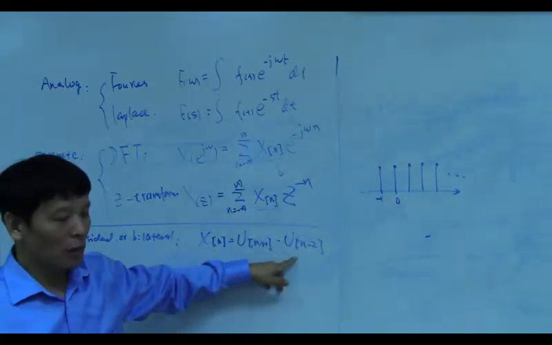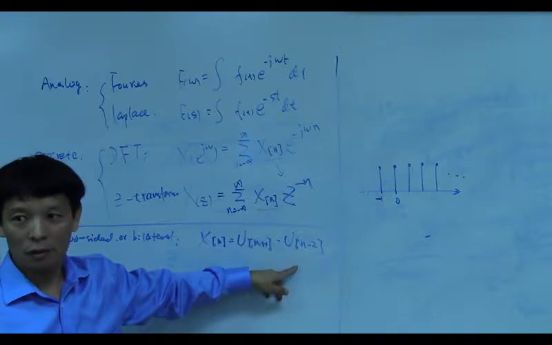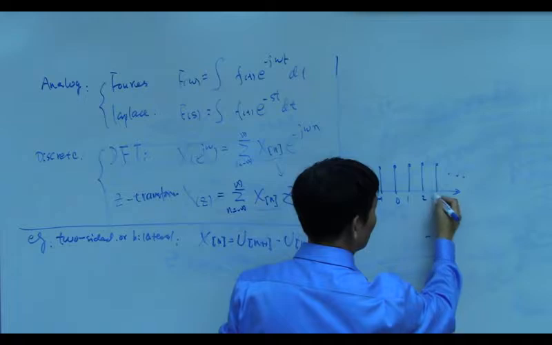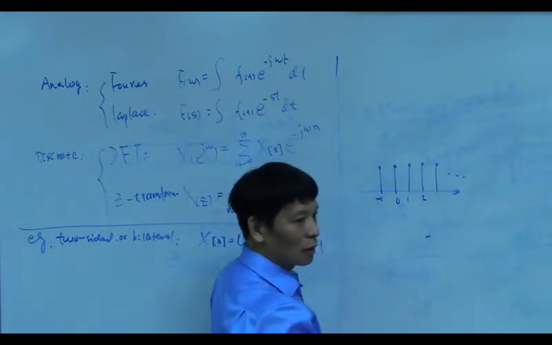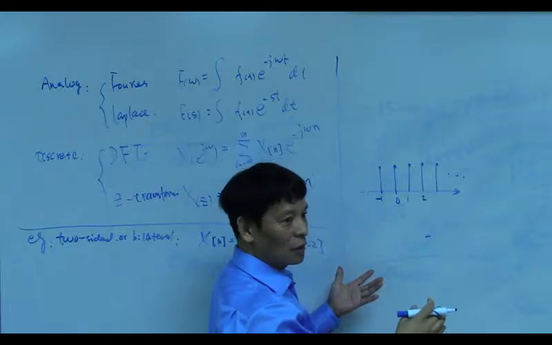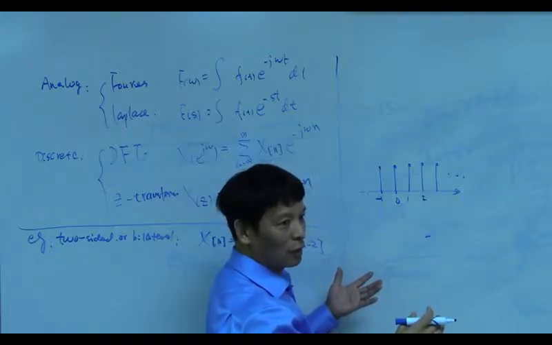How about u[n-2]? Start at 2, okay? So this is 0, 1, 2. So that will be this one, and so on. Now they subtract. What do we have? How many non-zero values do we have?